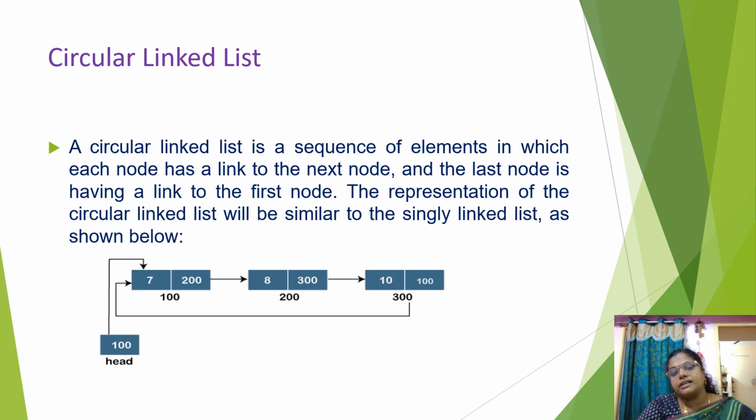A circular linked list is a sequence of elements in which each node has a link to the next node, and the last node has a link to the first node. Every node contains the address that links to the next node. In this representation, the first node contains the address 200 that links to the second node. The second node contains the address 300 that links to the last node. The last node contains the address 100 that links to the first node. And also it creates a circle.